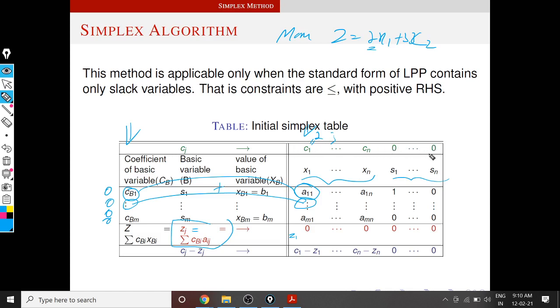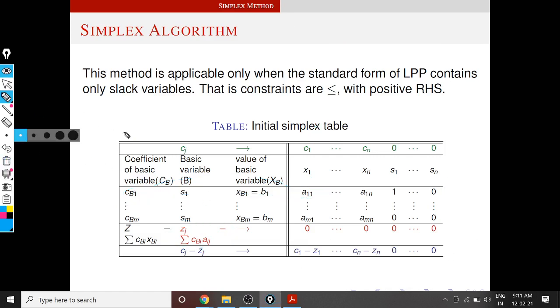This row never changes because these are the costs of the variables, which are the same throughout all iterations. There is no change in the cost. So now you know this is the initial simplex table. In the initial simplex table, first you set this table, then you evaluate Zj and Cj minus Zj. Then we have to move on to the second table.